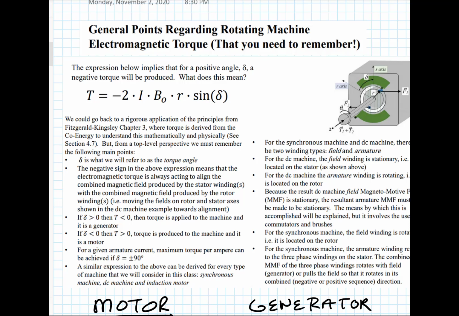So the fact that it's negative, what's important here is this. The fact that this negative sign is there means that if the delta or the alpha is negative, we're going to call it a motor. That will give us a positive torque. So a negative torque angle simply gives me a positive torque, and that is really the definition of a motor or an actuator. And if the angle is a positive angle, then you get a negative torque, and that's really the definition of a generator.